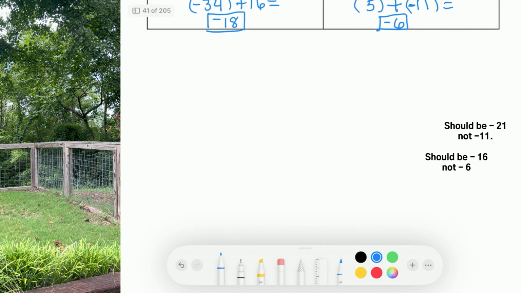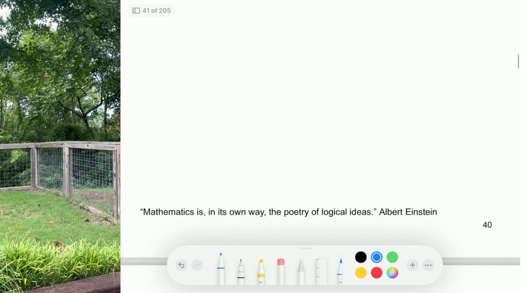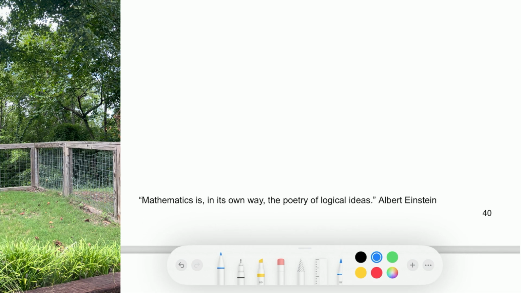All right, before we end, let's read our quote. Mathematics is, in its own way, the poetry of logical ideas, Albert Einstein.